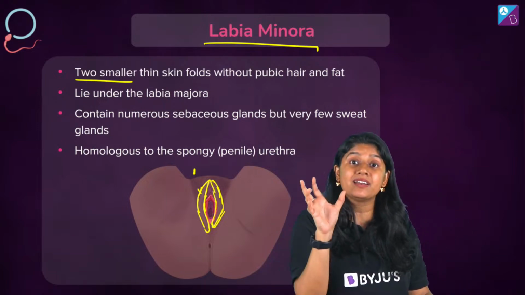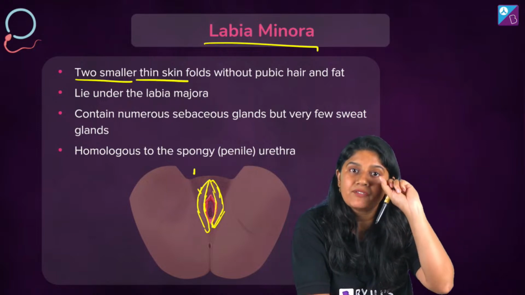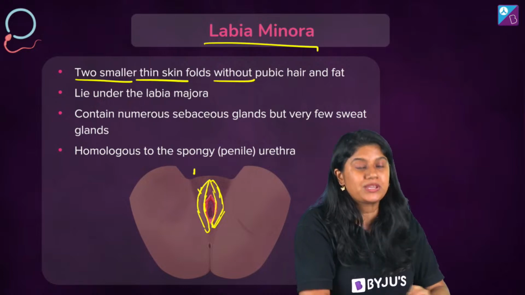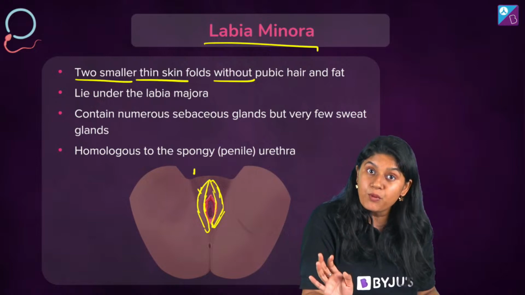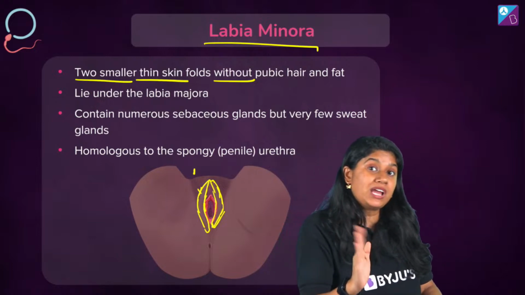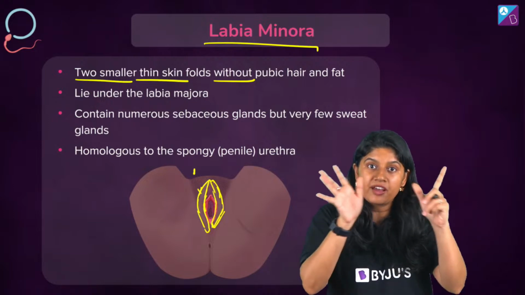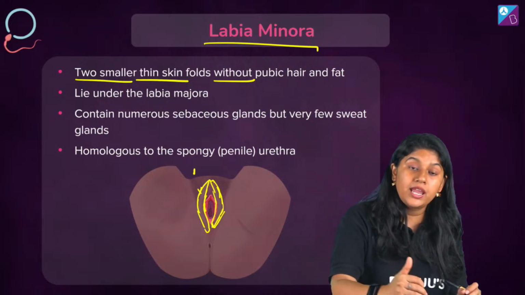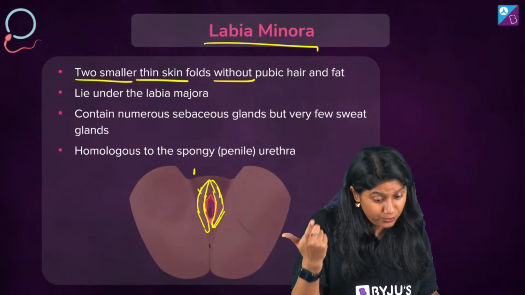But in the minor, what we have is the smaller flesh of the skin, or we can say a very thin skin fold without any of the pubic hair and the fat. This is very important. In the major, of course, we had the fat also, right? And of course, we had the pubic hair around it. But in the minor, the pubic hair and the fat are not present.